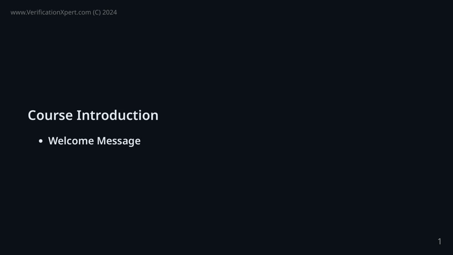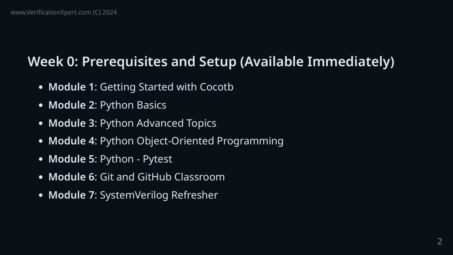In week 0, we'll cover the prerequisites and setup required for this course. Module 1. Getting started with Cocotb. We'll start by introducing you to Cocotb, including its installation and basic usage. Module 2. Python Basics. This module will cover the fundamental concepts of Python programming, ensuring you have a solid foundation. Module 3. Python Advanced Topics. We'll dive deeper into advanced Python topics that are crucial for effective verification scripting.